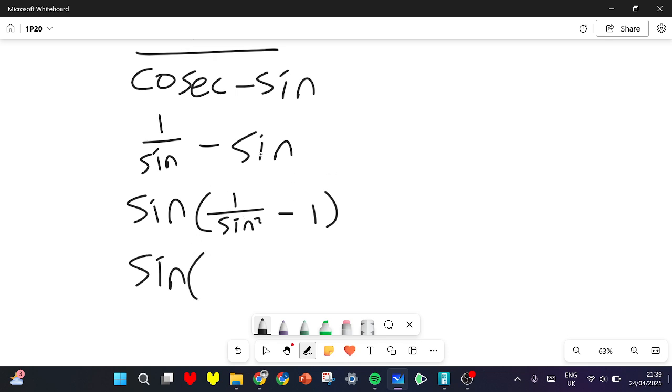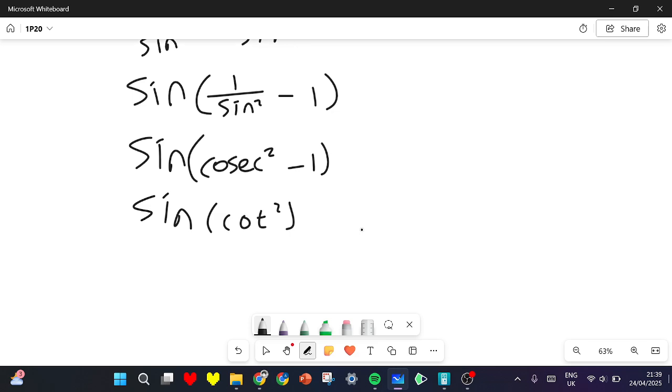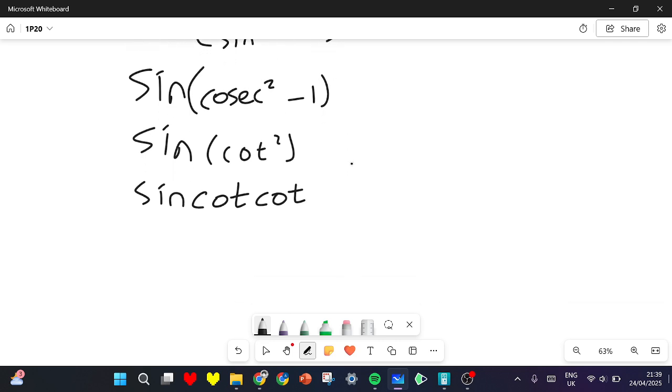I did this because if you turn this into a trig thing, you would get cosec squared minus 1. And cosec squared minus 1 is the same as cot squared. So this is the same as cot squared. And then in the question, we needed cos times cot. So what I did was I separated the cot squared into 2 cots.